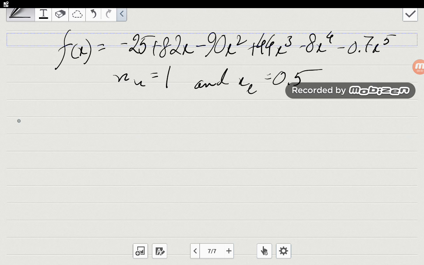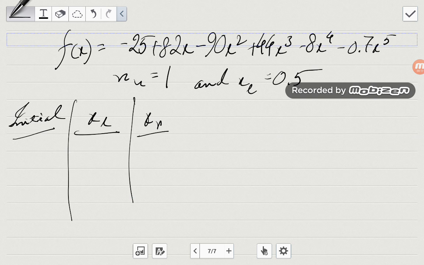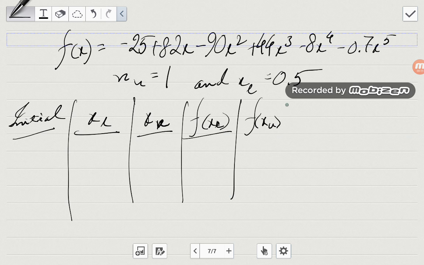First, what we're going to do is draw this chart: xl, then xu, then f of xl, then f of xu, then xr, then f of xr.